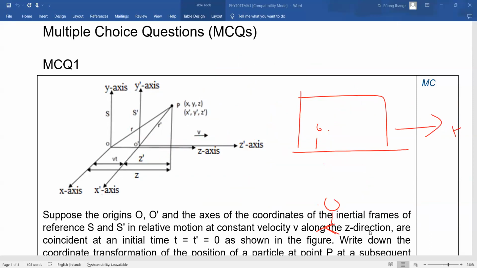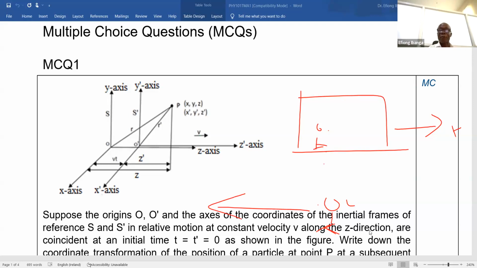Now, if I look out from this train and see this officer, I see him as moving to the left with the same velocity with which I'm traveling to the right. Is that correct? I will see him moving to the left. Is that correct? Yes or no? Yes, sir.